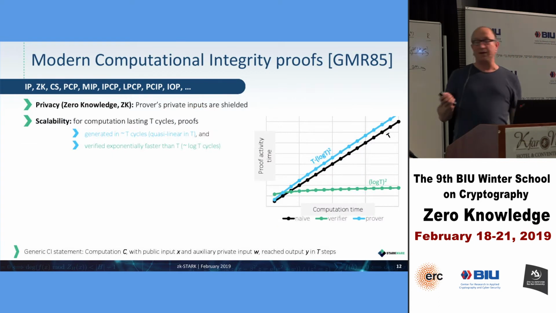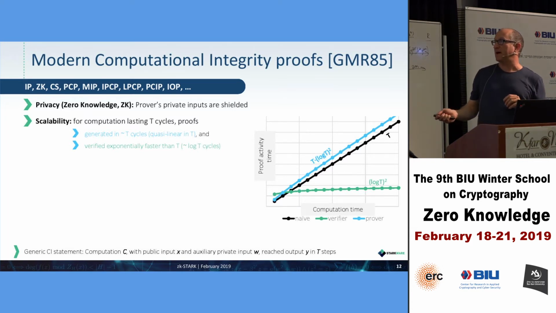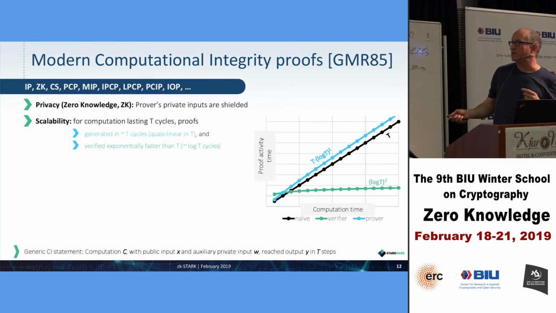You can also get scalability, and now I want to define it a little bit more formally. So when I say scalability, I mean the following: if you fix your language or computation and you let t go to infinity, where t is the number of cycles or the running time, you need two things to happen simultaneously for it to be a scalable system. One is you need the proofs to be generated in quasi-linear time in t. That means t times poly log t. And simultaneously, you need the proofs to be verifiable in time poly log t cycles, okay?